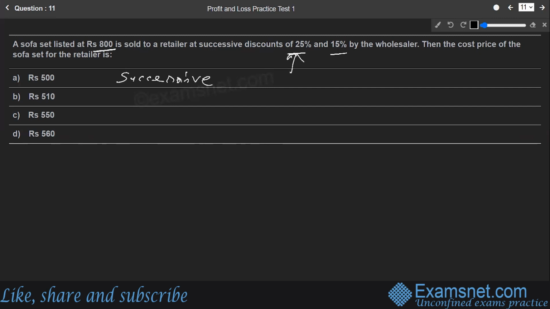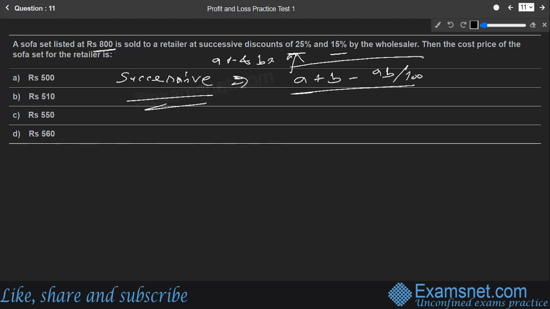The successive discount of A% and B% can ultimately be calculated as A plus B minus AB upon 100. Okay, A plus B minus AB upon 100. That should be the ultimate reduced discount. A plus B minus AB upon 100, that should be the ultimate successive discount percentage, equivalent to both the discounts of A and B together.